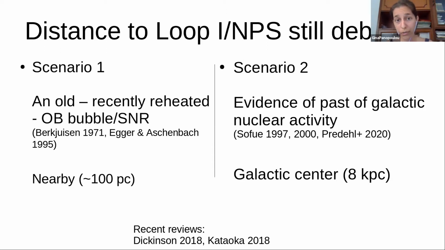In this scenario, scenario number 2, the galactic center actually is responsible for this huge structure that is now located at 8 kiloparsecs from the sun and has a physical size of 10 kiloparsecs or so. And these two scenarios have been the subject of recent reviews by a number of authors. So let me briefly walk you through the conflicting pieces of evidence that support each of these two scenarios.